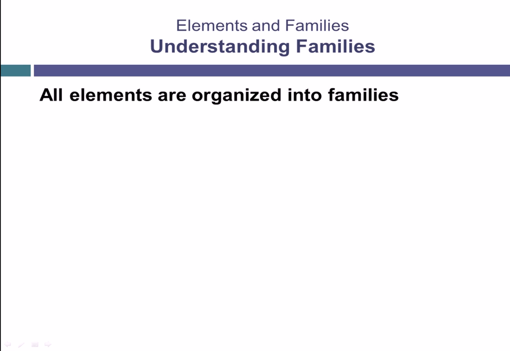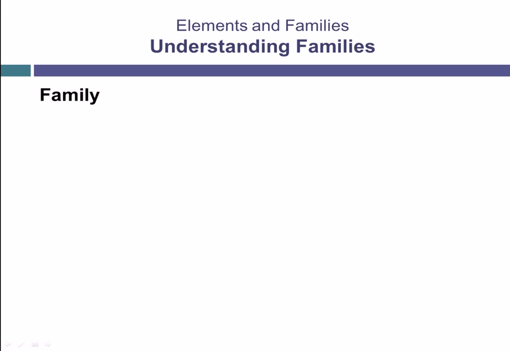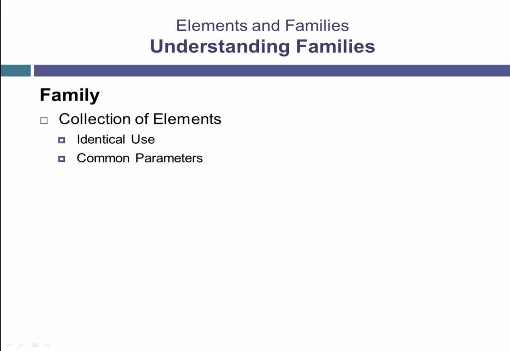All of the elements that you add to your Revit projects, whether they are pipes, ducts, lights, mechanical equipment, or plumbing fixtures, or even annotation elements such as elevation symbols, tags, and column grid lines, are organized into families. A family is simply a collection of elements with identical use, common parameters, and similar geometry. For example, although you may have different sizes of light fixtures, all sizes can belong to a light fixture family.